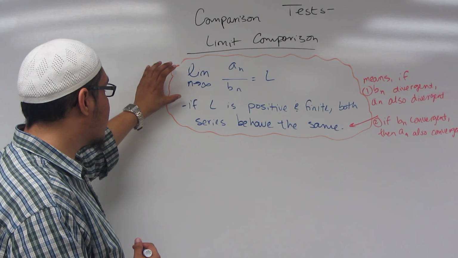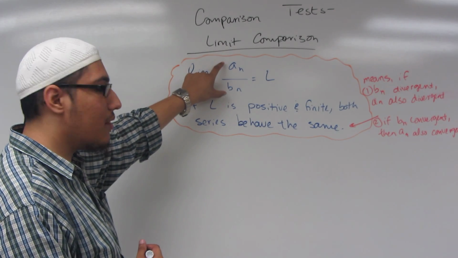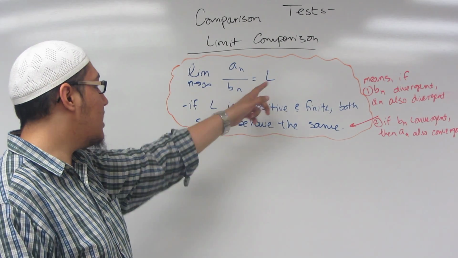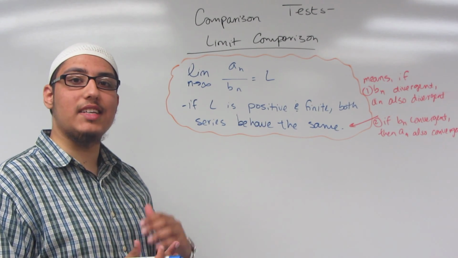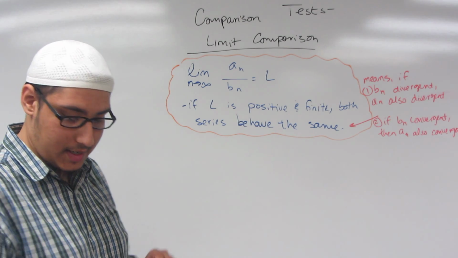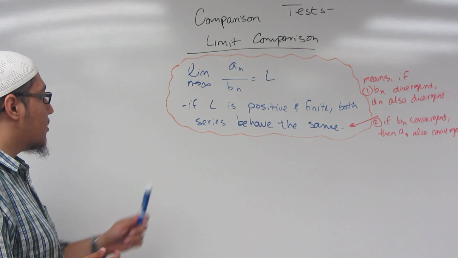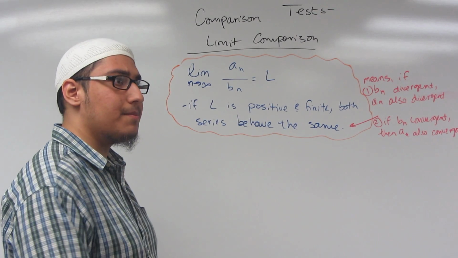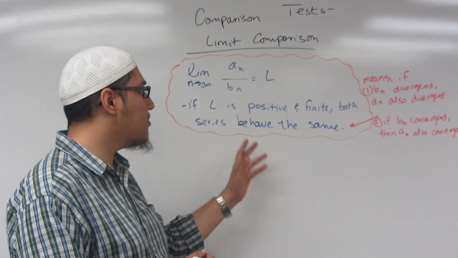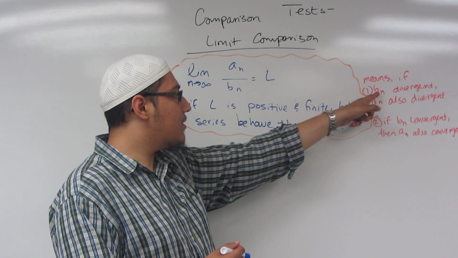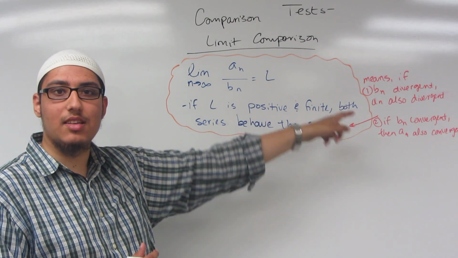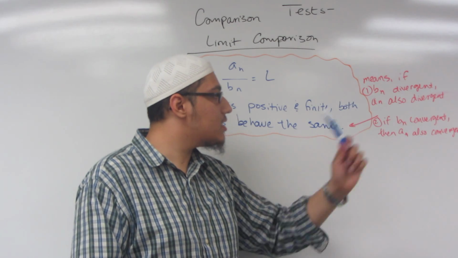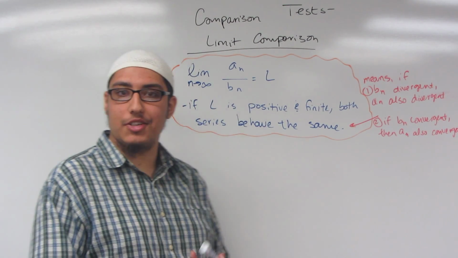And all that this says is that the limit as n approaches infinity of a sub n over b sub n, being the series that we are comparing it to, has to equal L, where L is a number that is positive and finite. Now, if L is positive and finite, both series behave the same. What I mean is that if b sub n is divergent, then a sub n will also diverge. Same way, if b sub n converges, then a sub n would also be a convergent series.